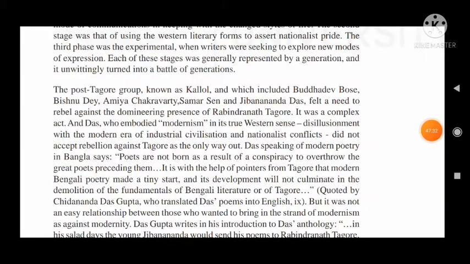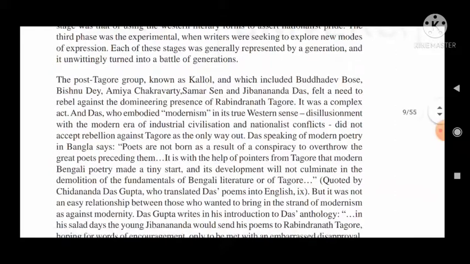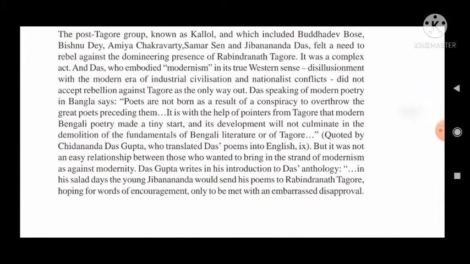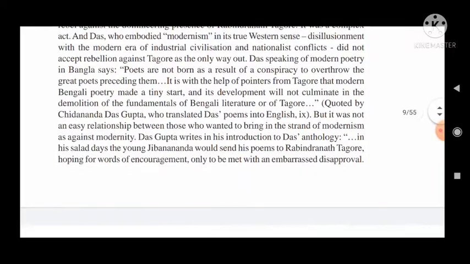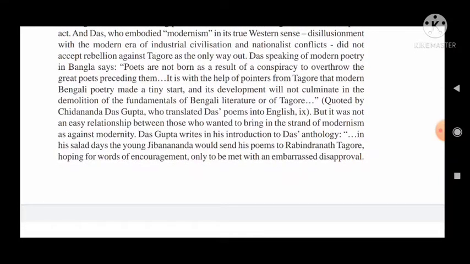The post-Tagore group known as Kalol, which included Buddhadev Bose, Vishnu De, Amiya Chakrabarti, Samar Sen, and Jivanananda Das, felt a need to rebel against the domineering presence of Rabindranath Tagore. It was a complex matter, and Das, who embodied modernism in its true Western sense, disillusionment in the modern era of industrial civilization and nationalist conflicts, did not accept rebellion against Tagore as the only way out. Thus, speaking of modern poetry in Bangla, he says, poets are not born as a result of a conspiracy to overthrow the great poets preceding them.